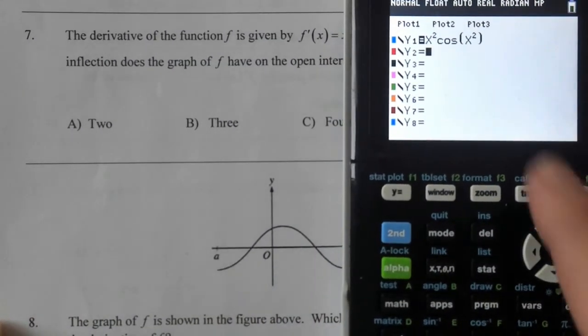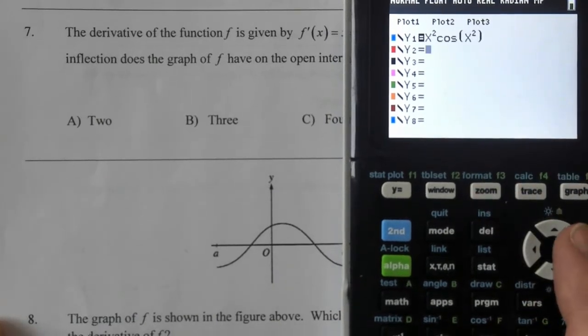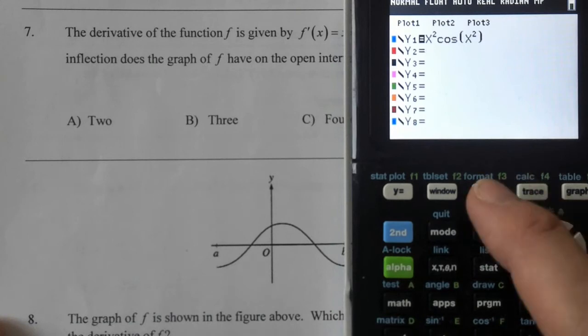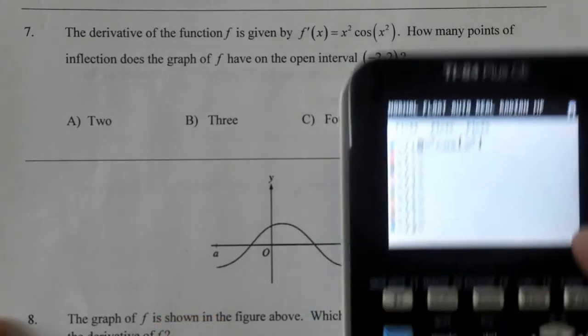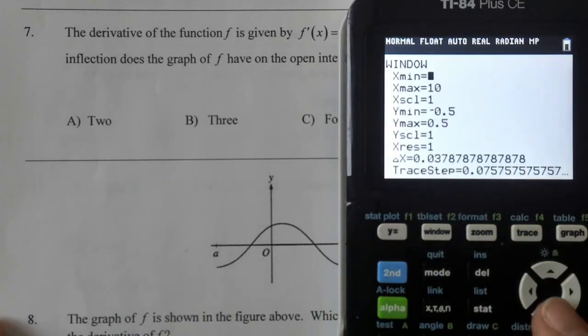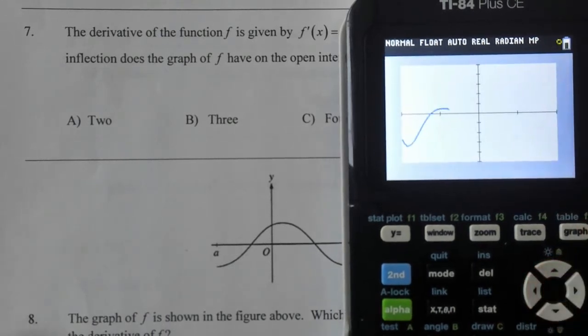So I've placed x squared cosine x squared into y1, and we're interested in the domain from negative 2 to 2. So we're going to hit our window button, type in negative 2 to 2, and I'm going to go back to a y min, let's make it negative 5, and a y max of 5. Now we can look at our graph, and we can see this function right here.